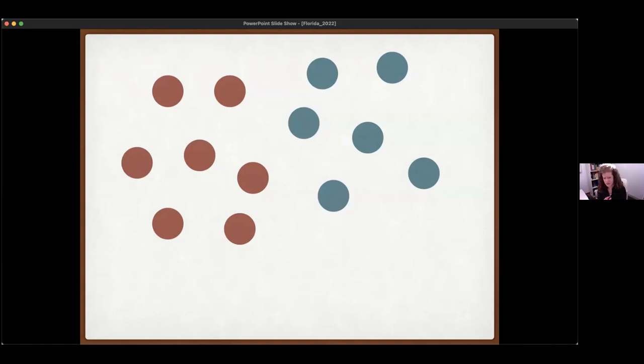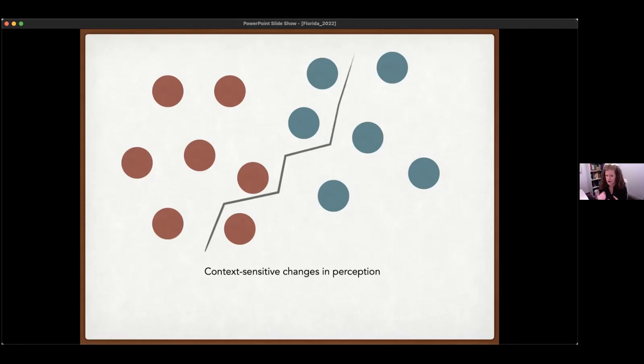So to make this a little more concrete, here's a cartoon. So let's imagine that this is your acoustic space, and each of these little blobs are different acoustic tokens in that space. And the red ones are one type of category and the blue ones are another type of category. Well, if I am undergoing the process of listening to someone speak, I may have to learn, for instance, that in a particular context, the boundary between these categories could be shifted slightly.